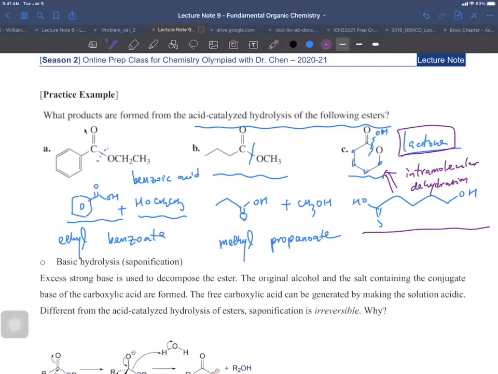Let's take a very small break, and then we'll continue the next part about the basic hydrolysis, which is also called the saponification.